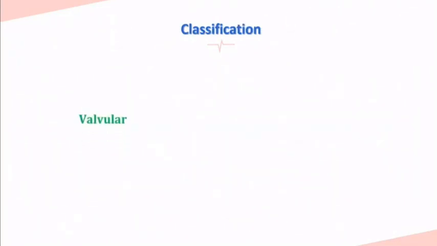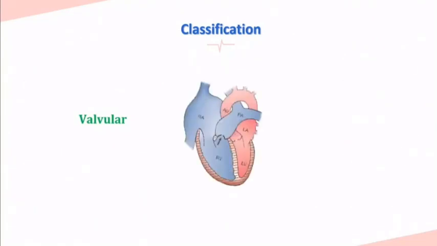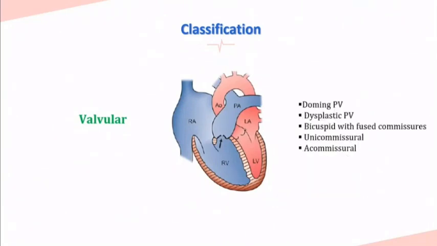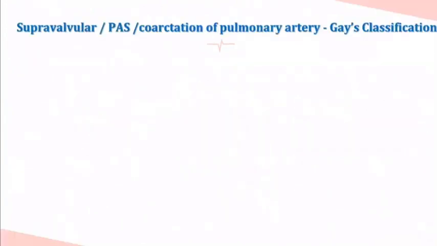To classify, first and foremost is valvular pulmonary stenosis, where there is obstruction at the level of the pulmonary valve, and it can be subdivided into dome-shaped, dysplastic, and bicuspid valve with fused commissures, or unicommissural or acommissural, depending on the anatomy of the valve.